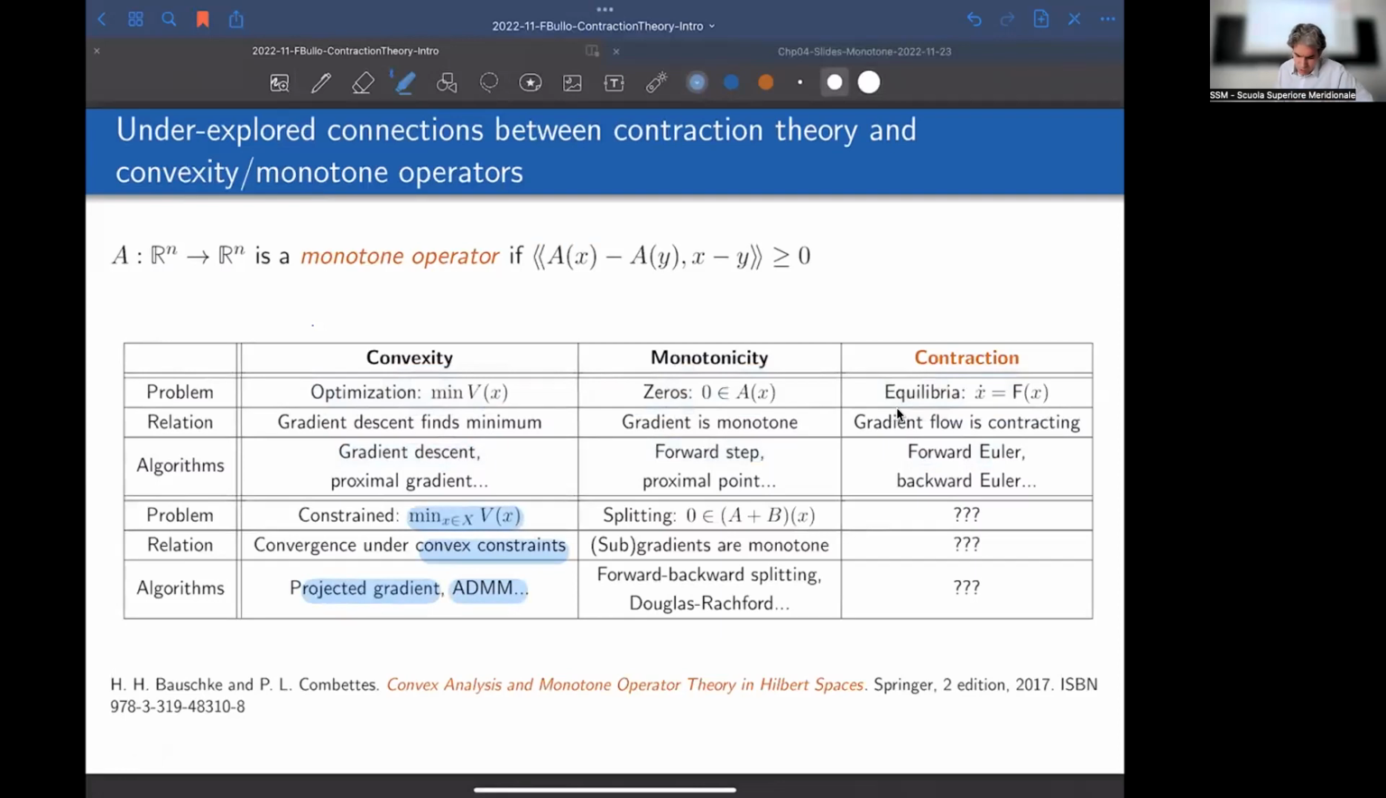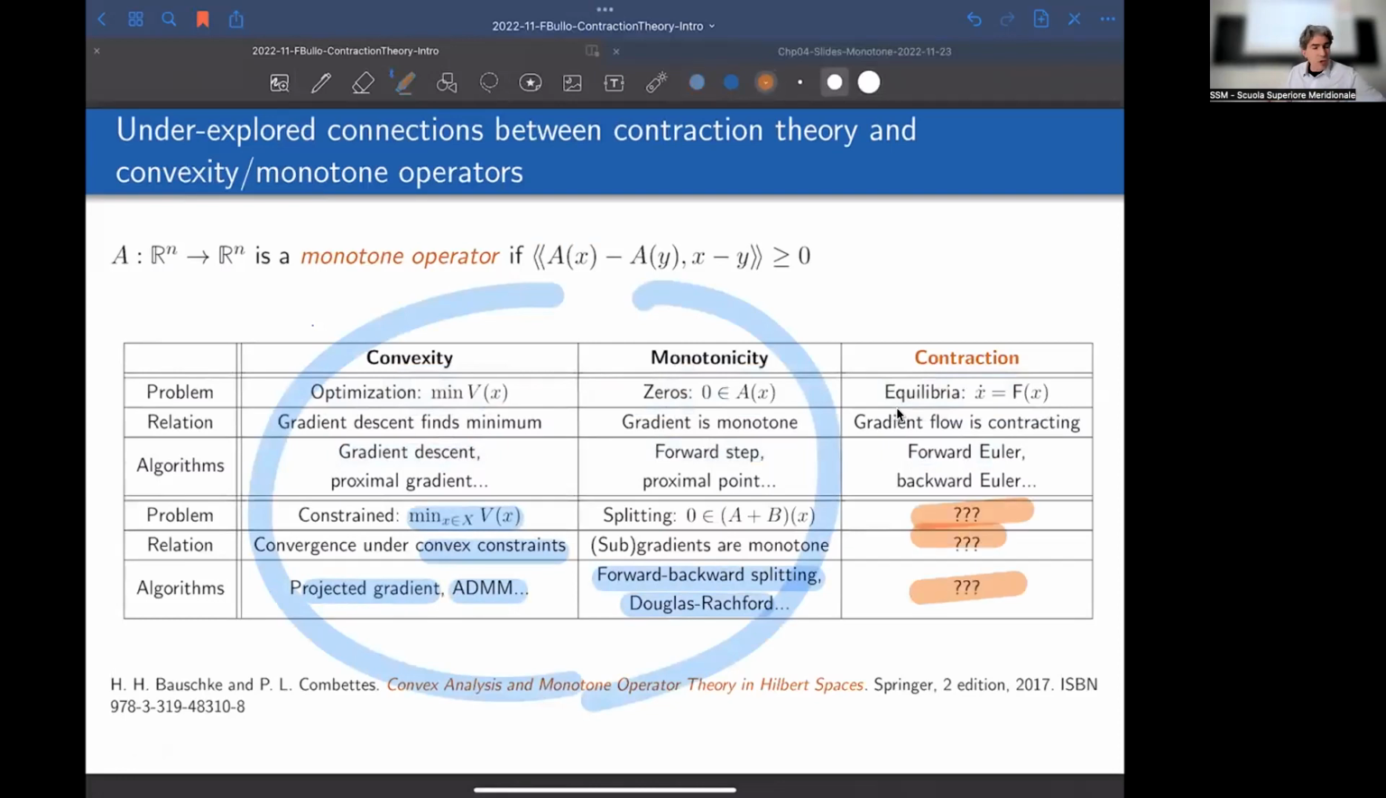And in the study of monotone operators, people study operators of various types. They study operators that arise from using forward-backward splitting methods, Douglas-Rachford, and so on and so forth. So there is a lot of literature in convex optimization, and many of the equivalent results for contraction theory or contracting vector fields have not yet been developed and understood. It's poorly defined at this time, but I am arguing there is space for some open-ended investigation here.